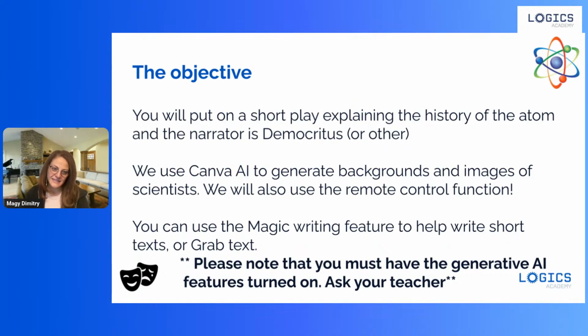So the objective is, like I said, to create a short play explaining the history of the atom, and the narrator is Democritus. You could use another. It could be seen through the perspective of a different scientist, but for today's example, I'll be using Democritus, the philosopher that lived in ancient Greece. And we're using backgrounds to do images and even short little videos, but just to do like a little background scenery. And we can use the magic writing features to help to write short text or even grab text from images.